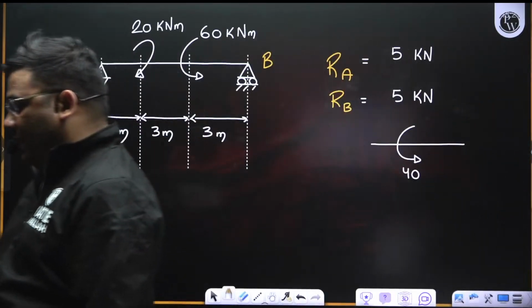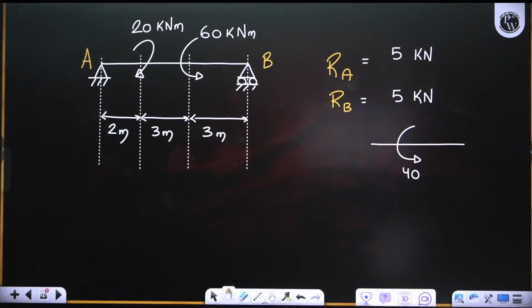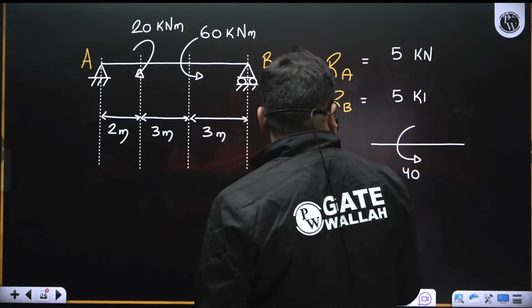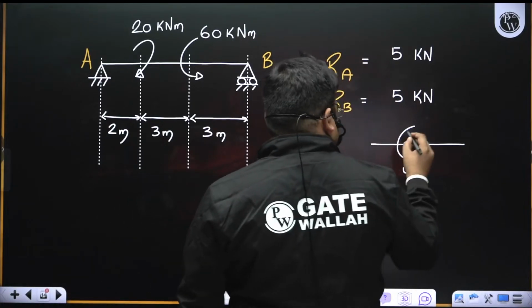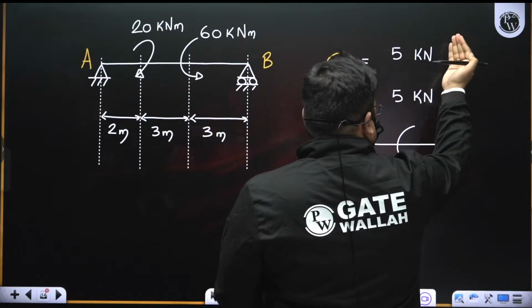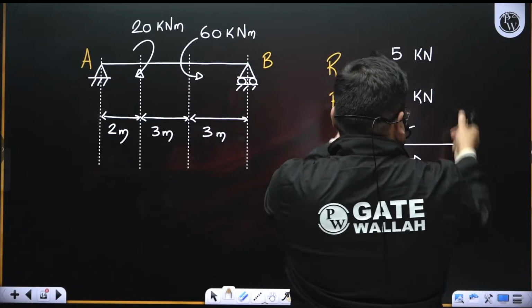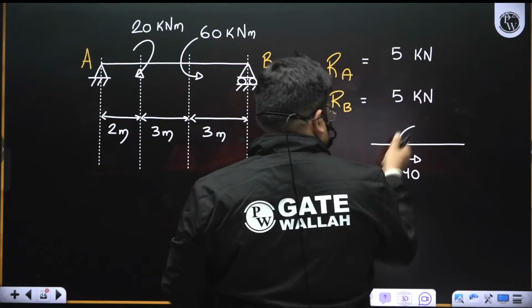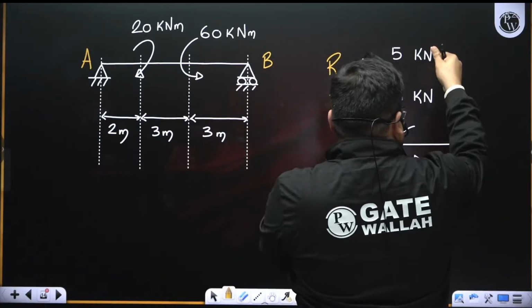Tell me which reaction will be upward and which reaction will be downward. We have got the value 5. By common sense also you can find out, right? You see, this net moment is trying to lift this and trying to press this. Yes, net moment is trying to rotate it like this.